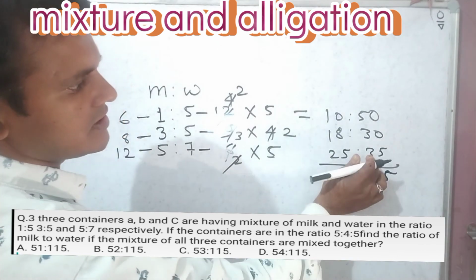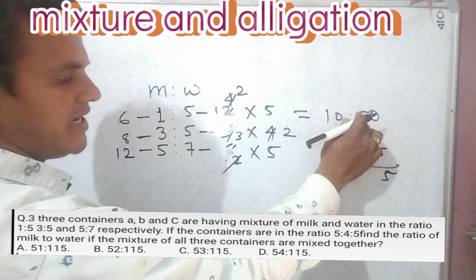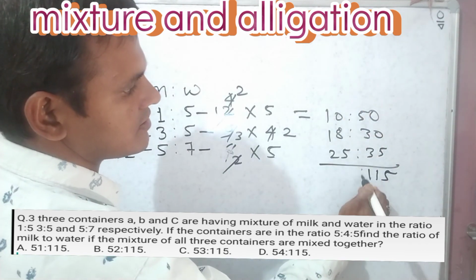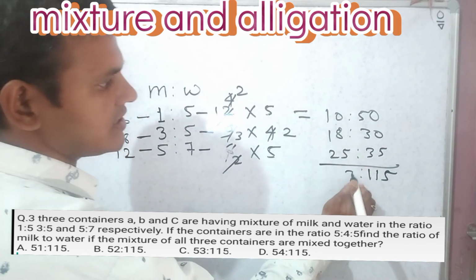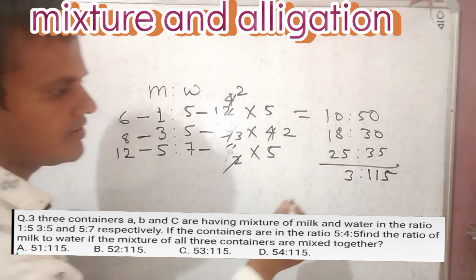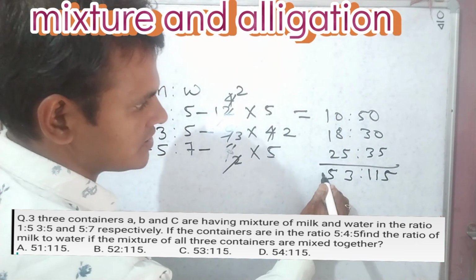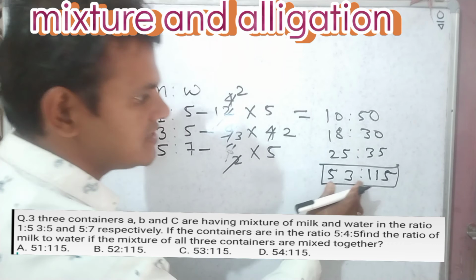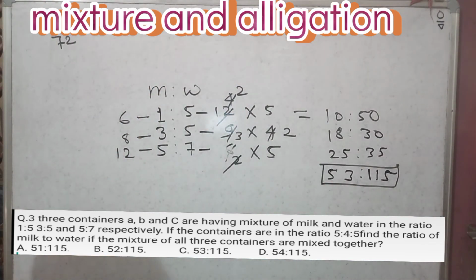5, 3 plus 3 is 6, 6 plus 5 is 11, 8 plus 5 is 13, 2 plus 1 is 3, 3 plus 1 is 4 and 1 is 5. So the new ratio is 53 is to 115. So option C is the correct answer.